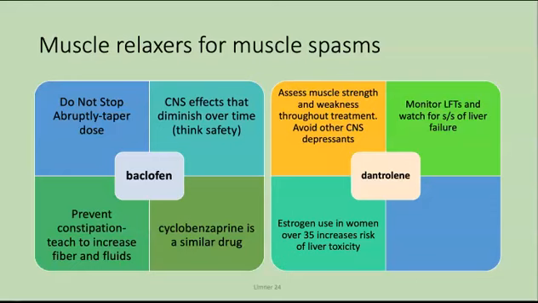Dantrolene, this one may be used for malignant hyperthermia. This would be something you might see if you are working in a PACU with surgical patients. You might be seeing something like dantrolene. Medications for seizures. Phenytoin is a big one. That's Dilantin, if you've ever heard of that.